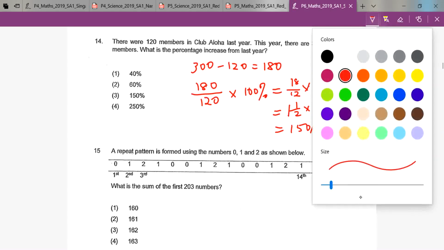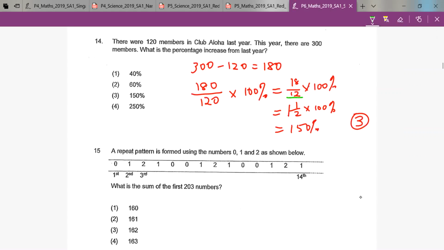If you are still confused about this part, how it became this, it's because 18 over 12 is the same as 12 over 12 plus 6 over 12. Okay, 12 plus 6 is 18, right? 12 over 12 is 1 whole. Okay, 6 over 12 is basically half. Simplify it. So the answer is 1 1/2.